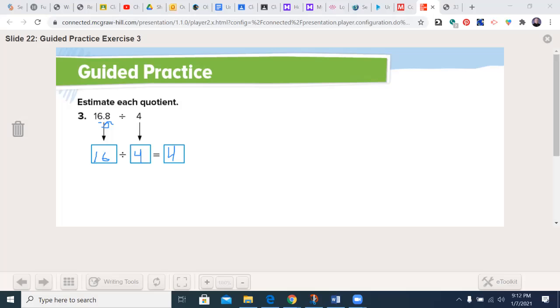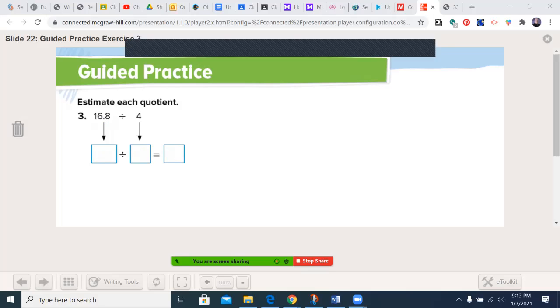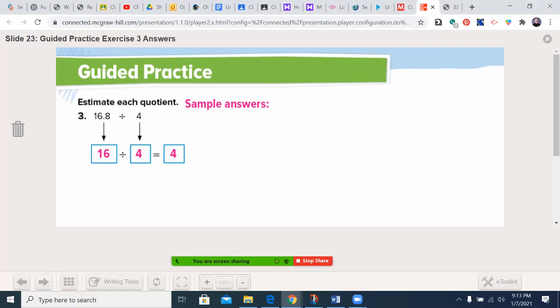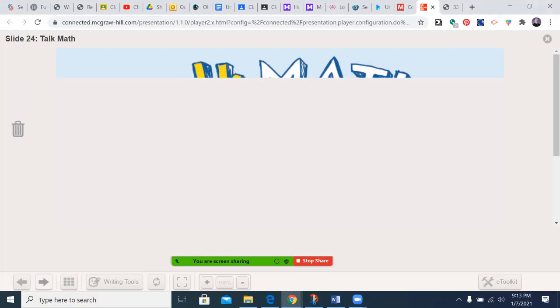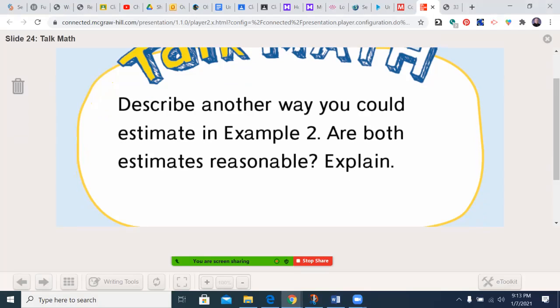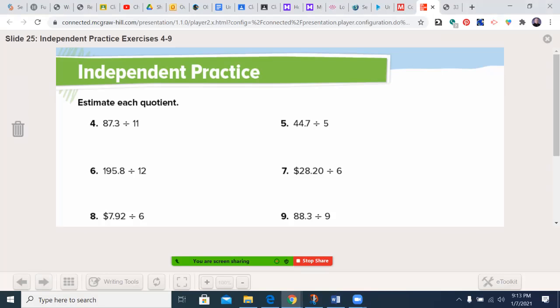Give it about another 5 seconds. I'm going to go up to my clear. You'll see the answer is there as well. Describe another way you could estimate example 2. I could have gone 30 divided by 3. As I mentioned before, are both estimates reasonable? Yes, they're both pretty close.